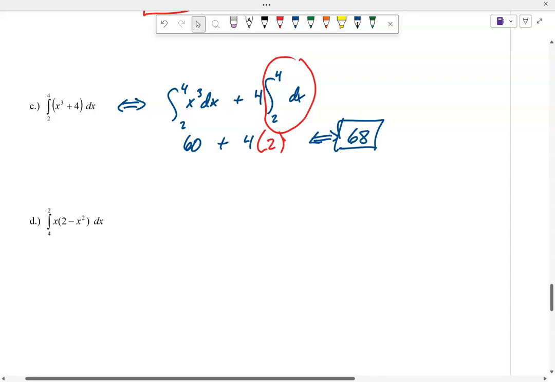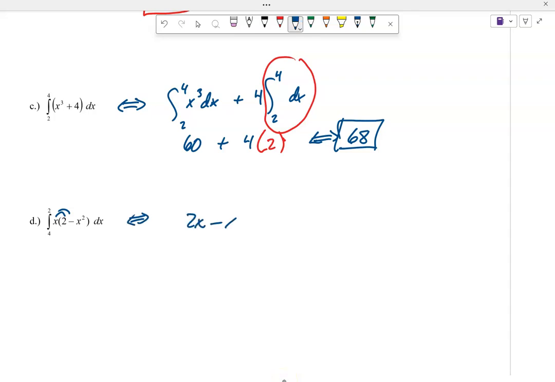Next one we've got, I'm going to go ahead and distribute this through. I've got the integral of 2x minus x cubed from 4 to 2. Now I don't want to go from 4 to 2, I want to go from 2 to 4. So if I put a negative out front and switch it, instead of 4 to 2, I go 2 to 4. As long as I put a negative out front, I can switch it from 2 to 4.